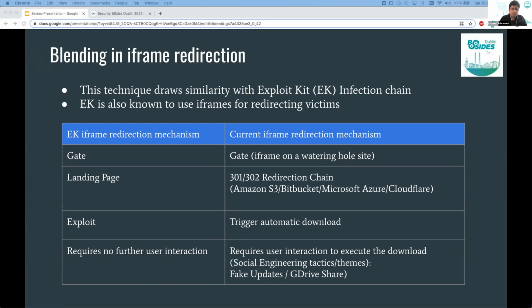And this is where the whole social engineering tactics come into play, where the attackers are using fake updates, where legitimate software application updates are masqueraded, or coming up with themes like a fake Google Drive share. And these are some of the example themes that we are seeing with these campaigns.